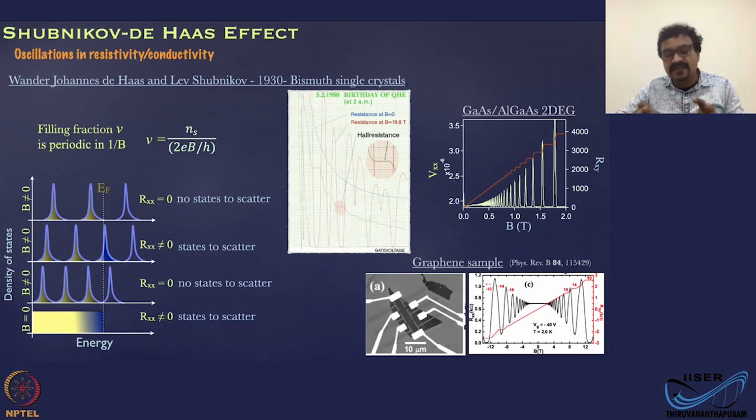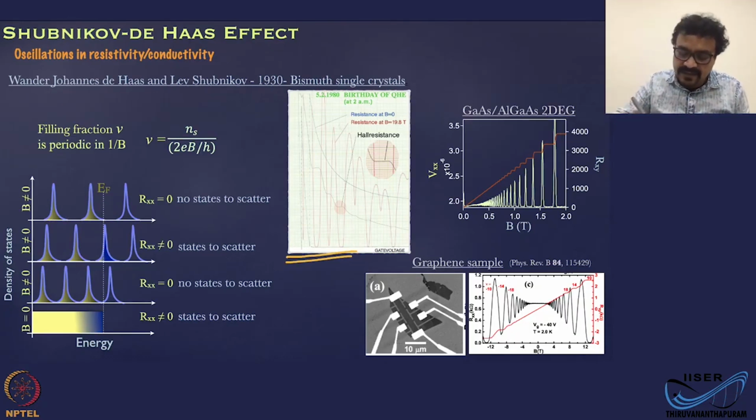Now let us briefly look at the Shubnikov-de Haas effect. This is nothing but oscillations in the resistivity or conductivity of the material as a function of B field, discovered by De Haas and Shubnikov in 1930. They observed it in ultra-pure bismuth single crystals. And these oscillations you can see even in this landmark Nobel Prize winning experiment conducted by Klaus von Klitzing.